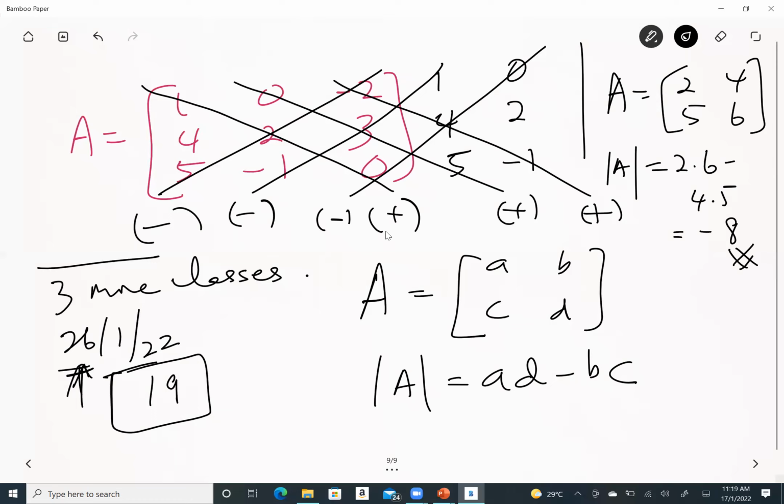Now, determinant uses the absolute value bars, but it's not absolute value for numbers. It's just the notation. So, determinant of A can be bigger than 0. It can be less than 0. It can be 0. Okay? So, those are the possible values. All right?